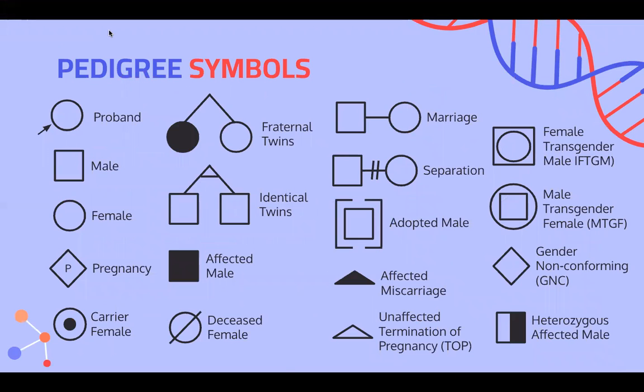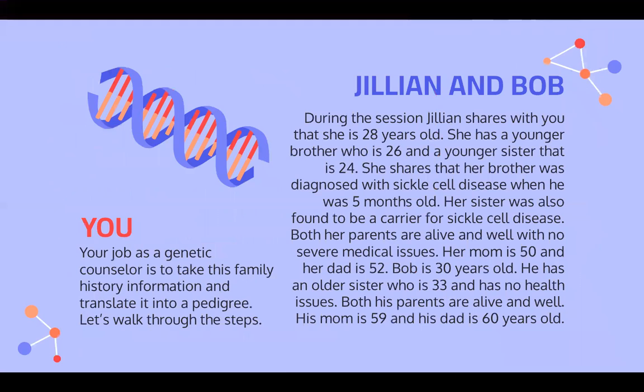So here are some of the more common pedigree symbols used. Feel free to screenshot this or write them down, as we will now be using it to draw out a pedigree for Jillian and Bob. So we're going to walk through as if you were a genetic counselor. So your job as a genetic counselor is to take this family history information that we've provided with you and translate it into a pedigree. So we're going to walk you through the steps.